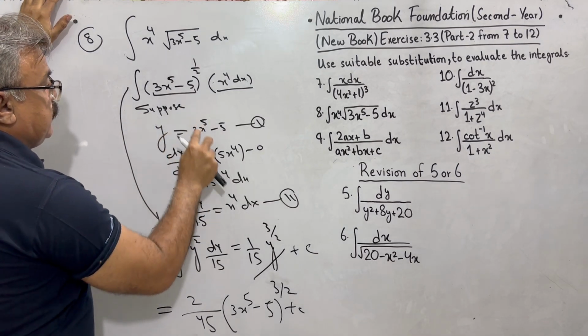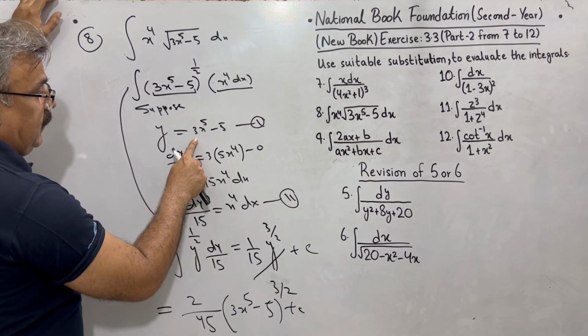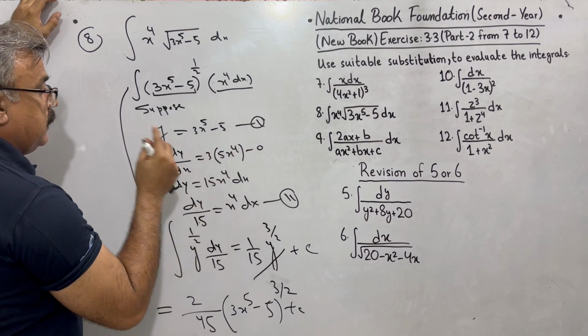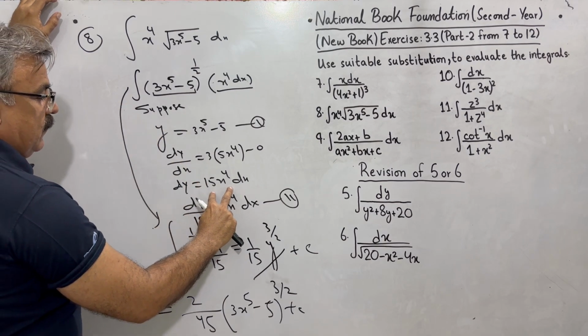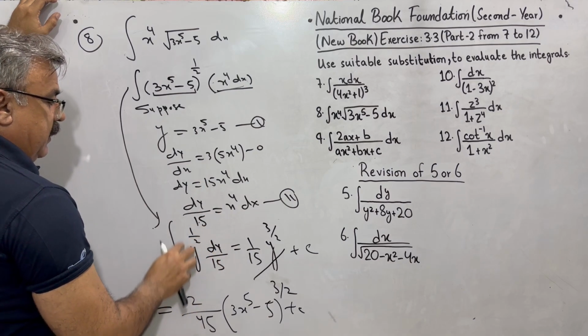Suppose y is equal to 3x to the power 5 minus 5. Differentiating with respect to x, it will become 3 times 5x to the power 4. Differentiation of a constant is 0. So dy over dx is 15x^4. Shift dx here. We put the value.